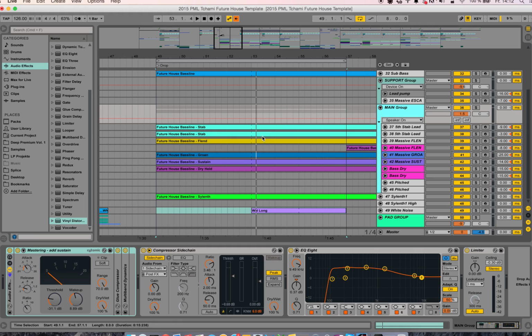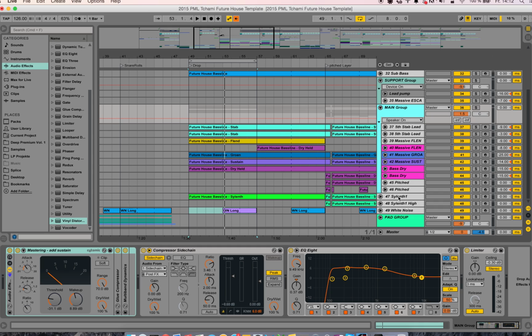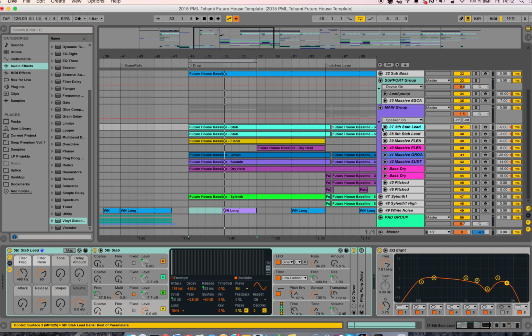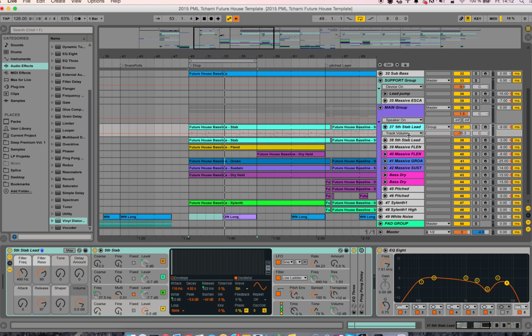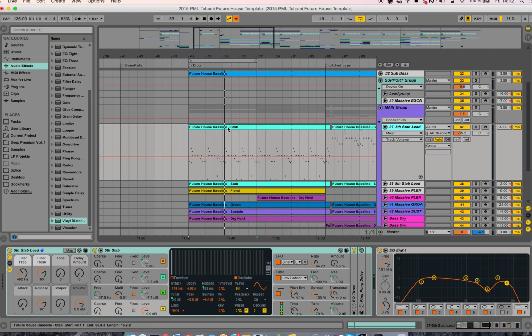So this Massive instance uses the flanged wavetable, this one the groan, this one adds sustain, and also we are using a Sylenth over here. It's a very typical Tchami-ish kind of sound, and also using another Sylenth over here for the higher frequencies. Let's start with this first element over here and have a look at the MIDIs. The MIDIs are always the same.